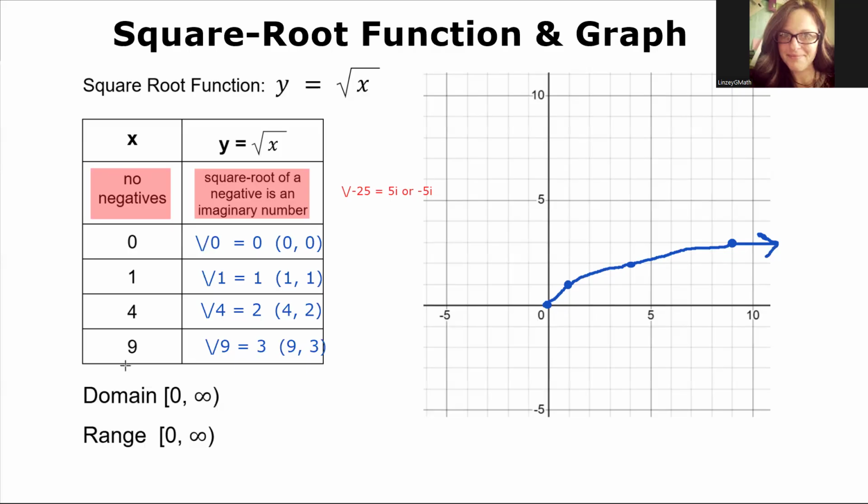The domain. The domain includes 0, so we use a bracket to include 0. And the range is also including 0 and goes to positive infinity. So this graph goes to the right forever. That's our domain, x values. And then this graph does increase up. So the range does go up. All right, moving on.